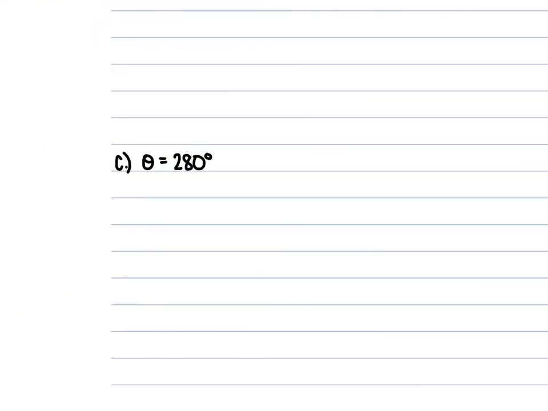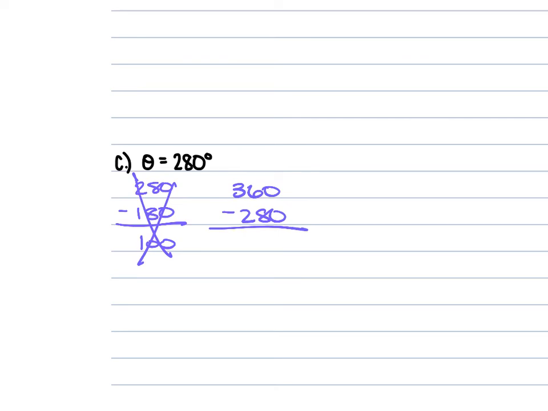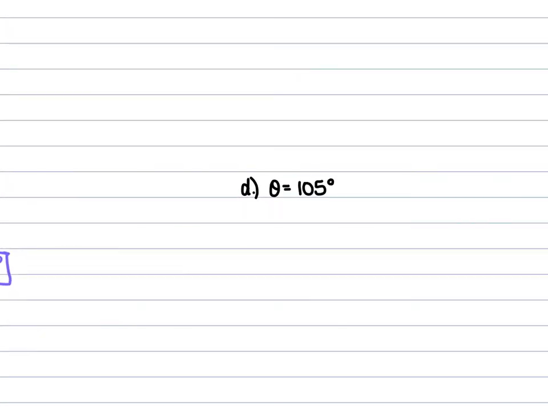For C, we have 280 degrees. So if we did 280 and we subtracted 180 from it, we would get 100. That's not an acute angle, so try 360 minus 280. 0 minus 0 is 0. The 6 becomes 16, making the 3 a 2. 16 minus 8 is 8, and 2 minus 2 is 0. So 80 degrees is our reference angle for this one.